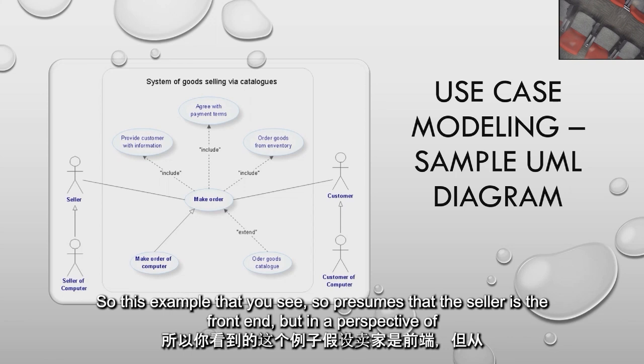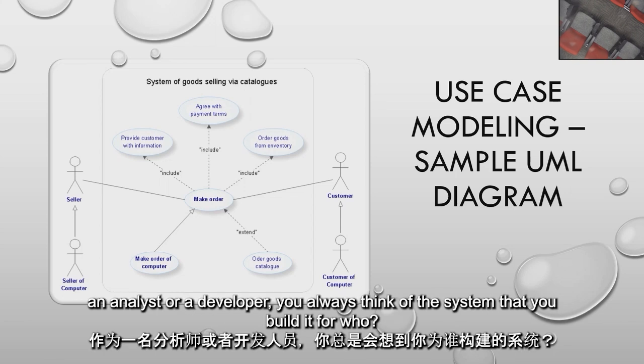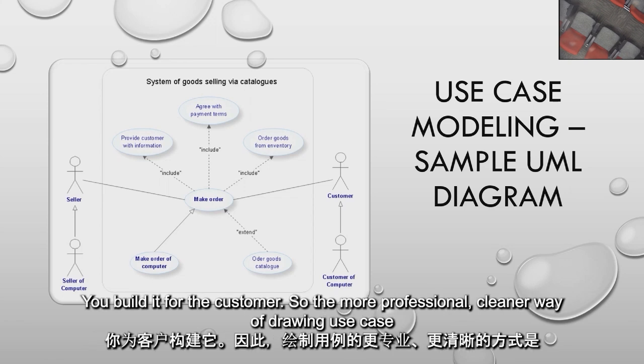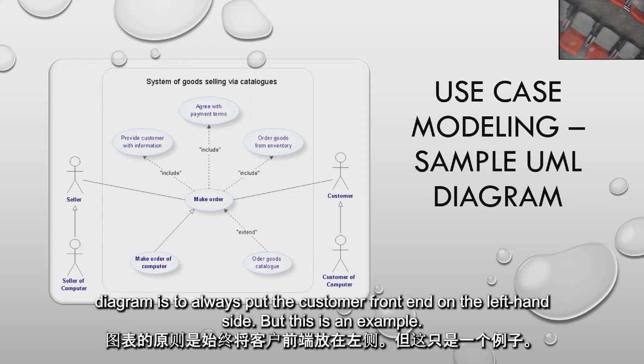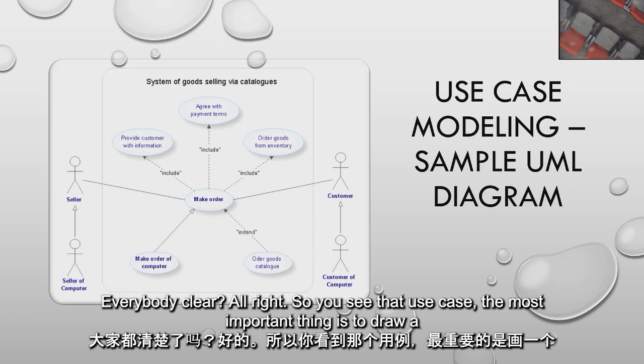But from the perspective of an analyst or a developer, you always think of the system that you build it for who? You build it for the customer. So the more professional, cleaner way of drawing a use case diagram is to always put the customer, the front end, on the left-hand side. But this is an example. Everybody clear? All right. So you see that in a use case, the most important thing is to draw a boundary.